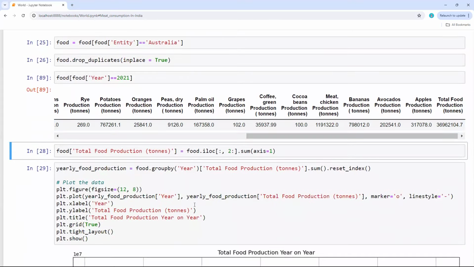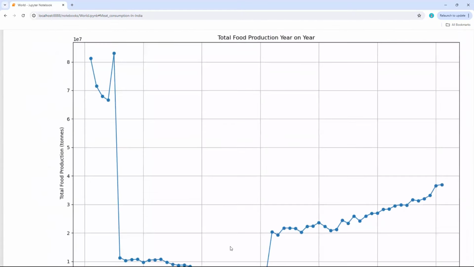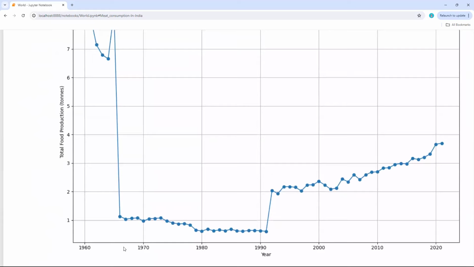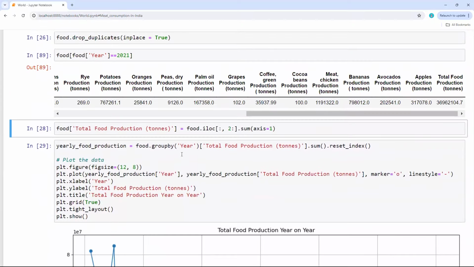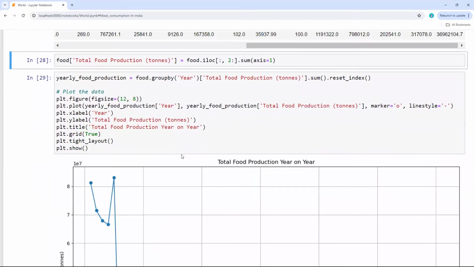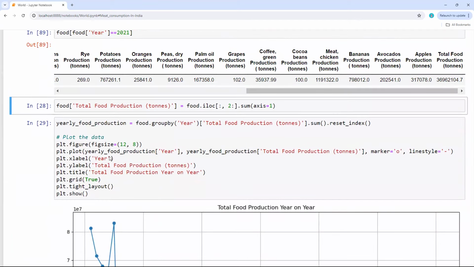So let me represent the same data by using matplotlib. Food production in tons, and food production year on year, to see how the food production is increasing year on year. Food production is at 1960, which is higher, followed by food production in tons. Total food production rose year on year.